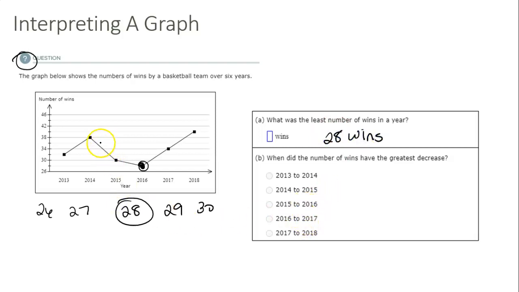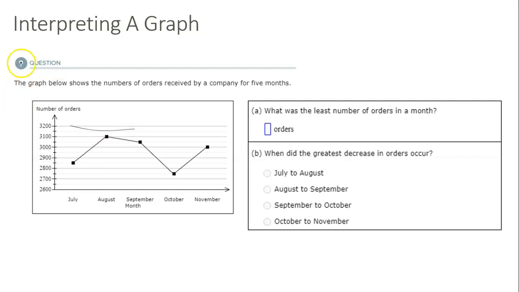And then again, you're looking for the largest slope. There are two times where we have a decrease there and there. This one has the steeper negative slope, so it's 2014 to 2015. Notice I didn't have to go over here and try to subtract to figure out how much it went down, but you could if you needed to. You pause the video and try this one on your own.